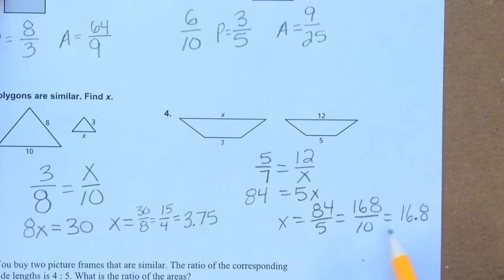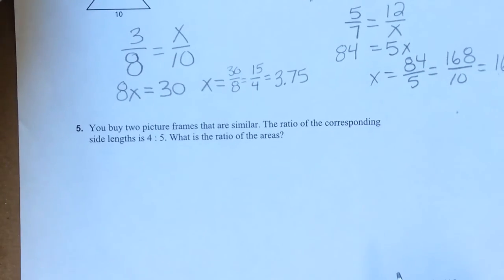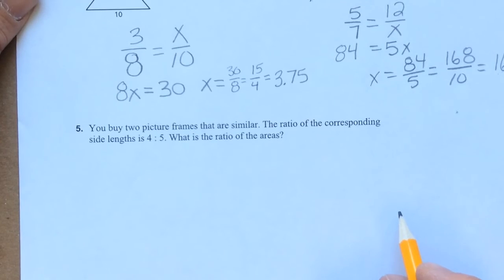Way easier than doing the division here, although it wouldn't have been horrible. Make it over 10 and then turn it into a decimal. So x equals 16.8.